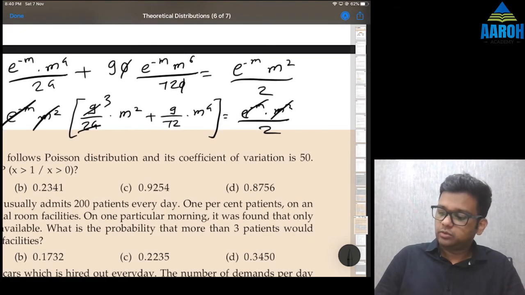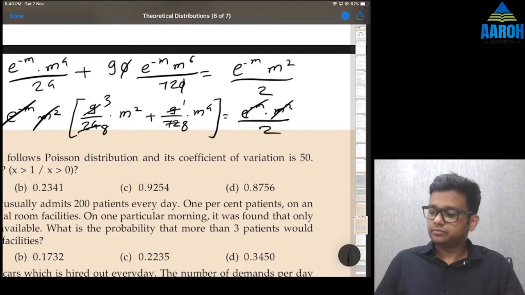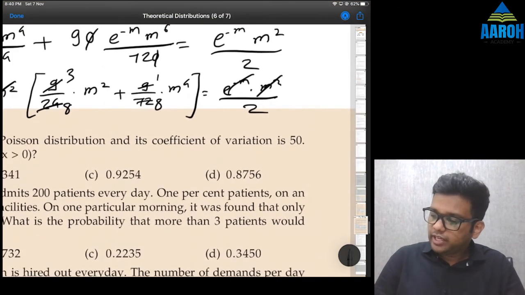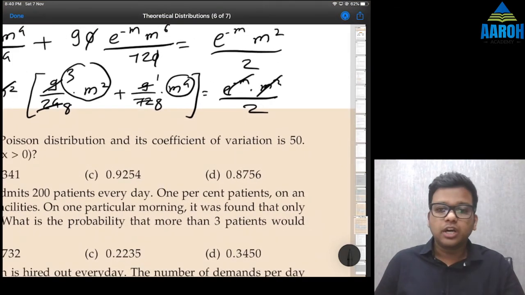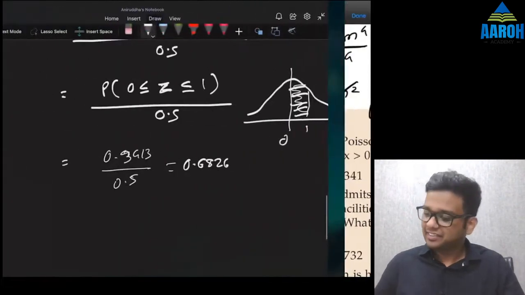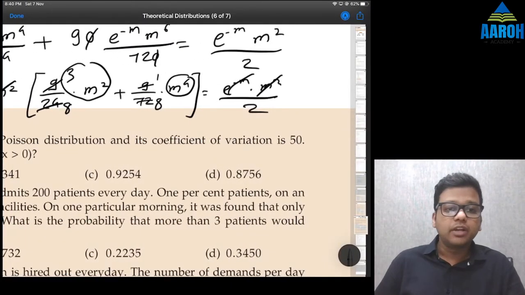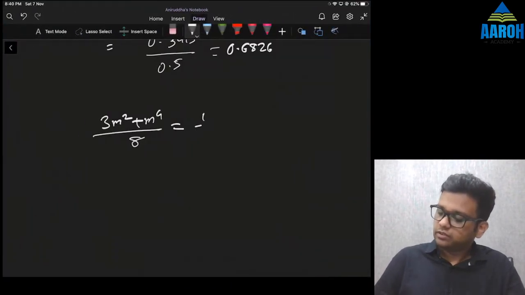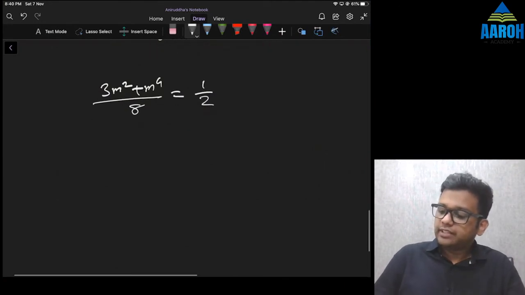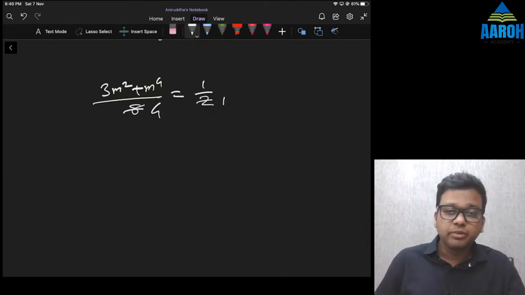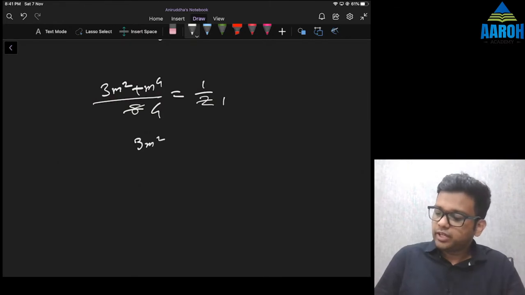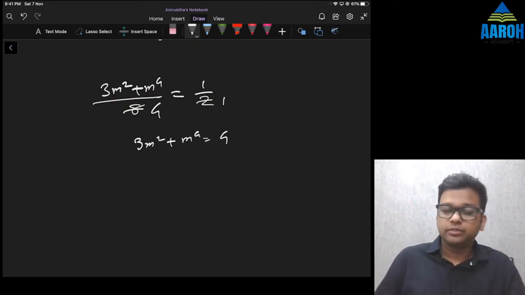3 into 3, 3 into 8, 1, 8. So we can add it with a common denominator. So it will be 3m square plus m raised to 4 upon 8. Now let me write it there. 3m square plus m raised to 4 upon 8 is equal to 1 by 2. So if we take this 8 in numerator, that will be cancelled and it will be 4. So 3m square plus m raised to 4 is equal to 4.